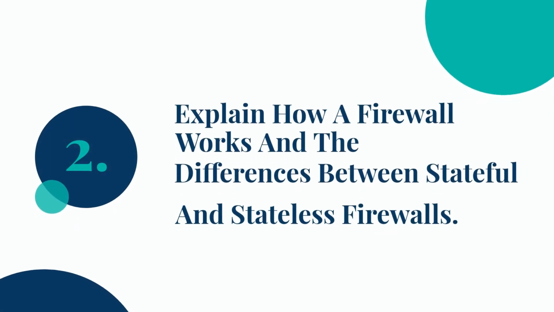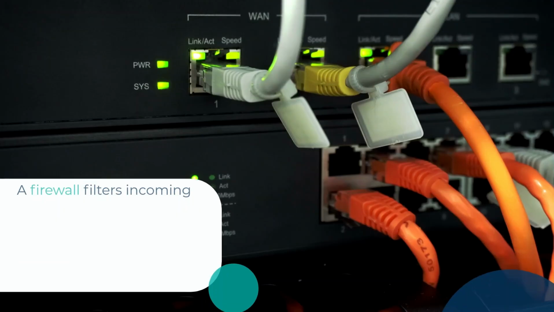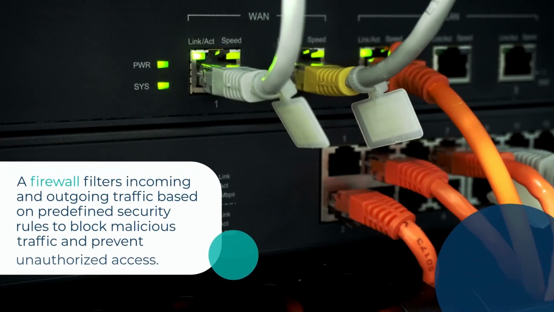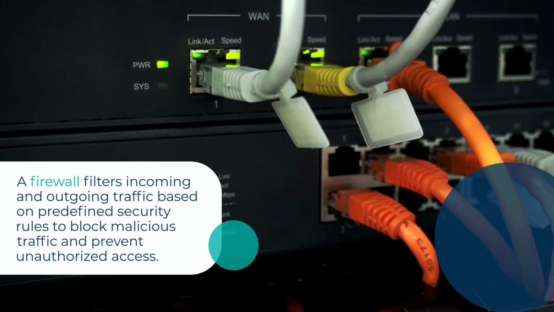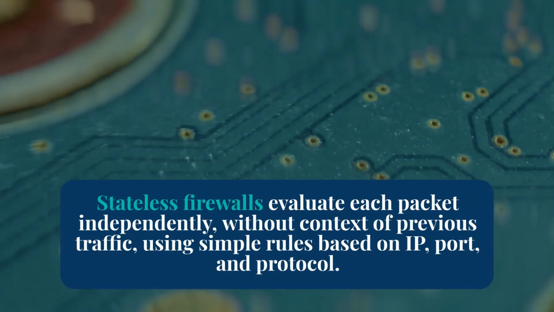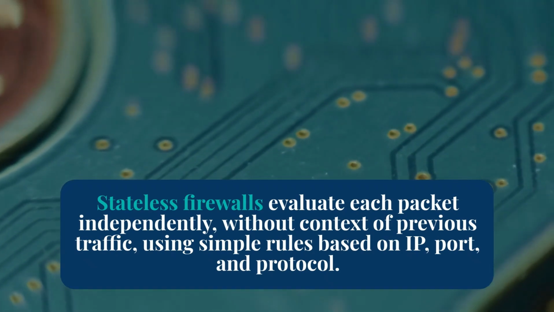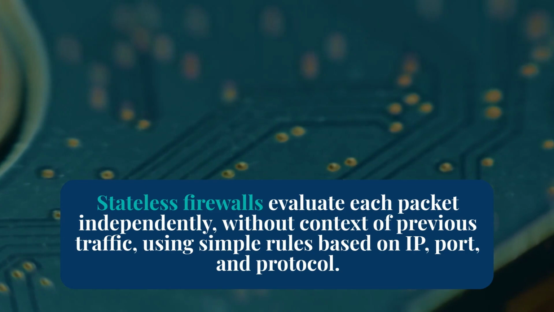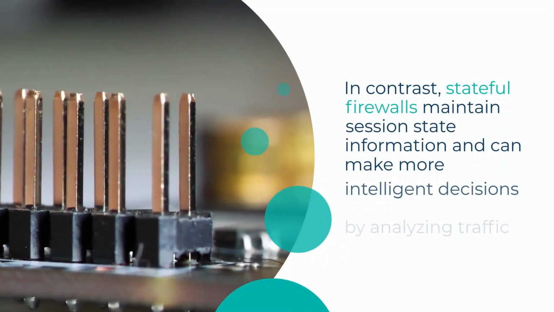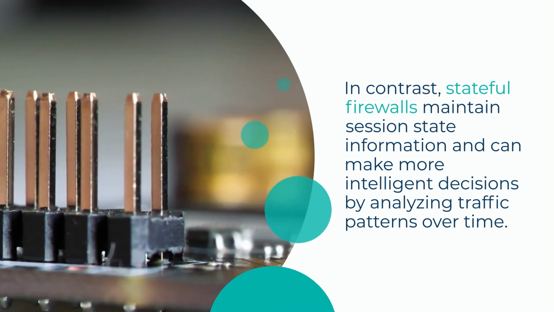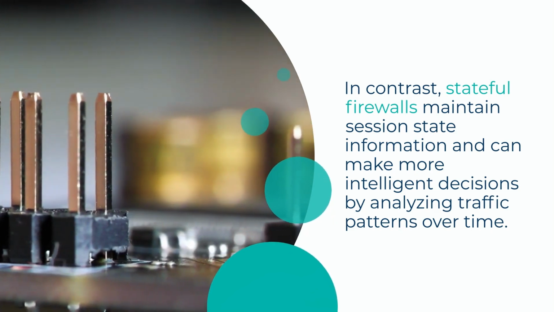2. Explain how a firewall works and the differences between stateful and stateless firewalls. A firewall filters incoming and outgoing traffic based on predefined security rules to block malicious traffic and prevent unauthorized access. Stateless firewalls evaluate each packet independently, without context of previous traffic, using simple rules based on IP, port, and protocol. In contrast, stateful firewalls maintain session state information and can make more intelligent decisions by analyzing traffic patterns over time.